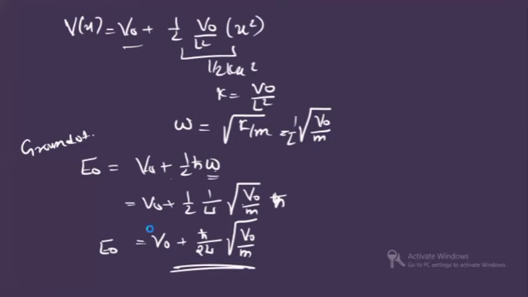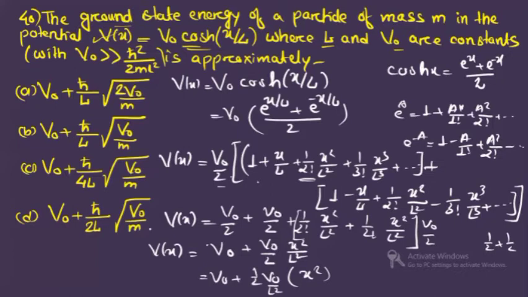All right. So what is the ground state energy? V naught plus h cut by 2L root over V naught by M. That is option D.